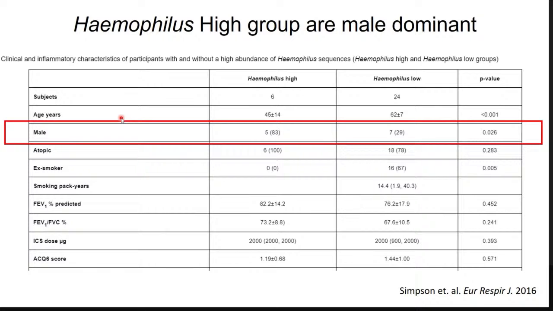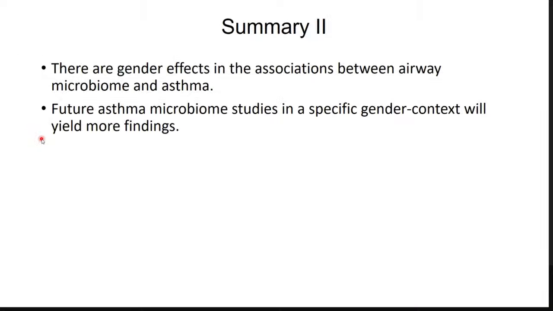There was a previous study showing the same results. They found in the Haemophilus high group, most of the participants, most of the asthma patients, are male. So we are thinking there are some gender-specific architectures underlying this asthma. If we do more studies using a specific gender context, we will yield more findings, and these findings may be more consistent and more accurate.